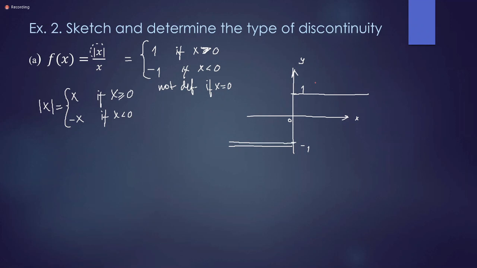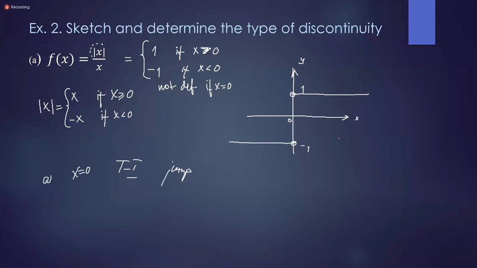And so what happens when x is 0? Nothing. So as you see very clearly, this is the jump discontinuity. So this is type 1, and this is jump discontinuity. So at x is 0, type 1, jump discontinuity.